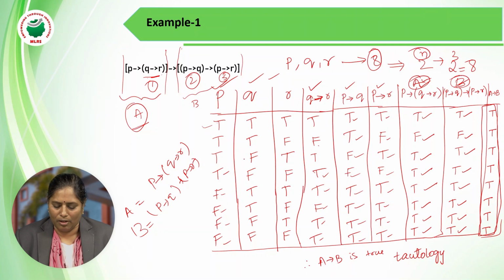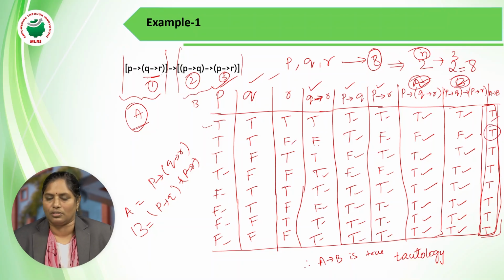Here we have different combinations. If P and Q are true, it is true. If P and Q are true and R is false, it is also true. For any truth value of P, Q, R, it gives a tautology. A tautology is nothing but always true, or the last column of a truth table is always true for all the possibilities of the components of a given statement. Therefore, it is a tautology.